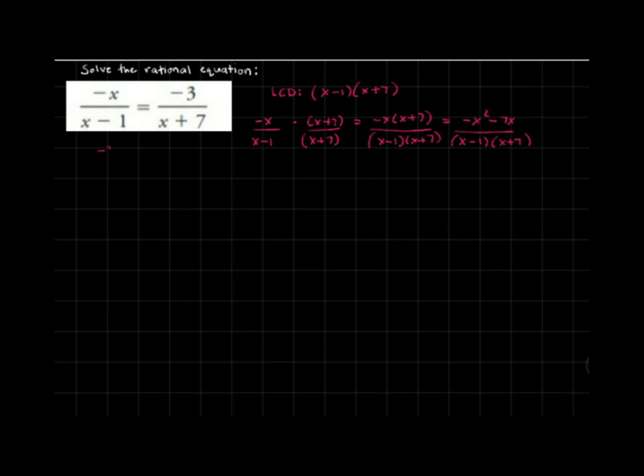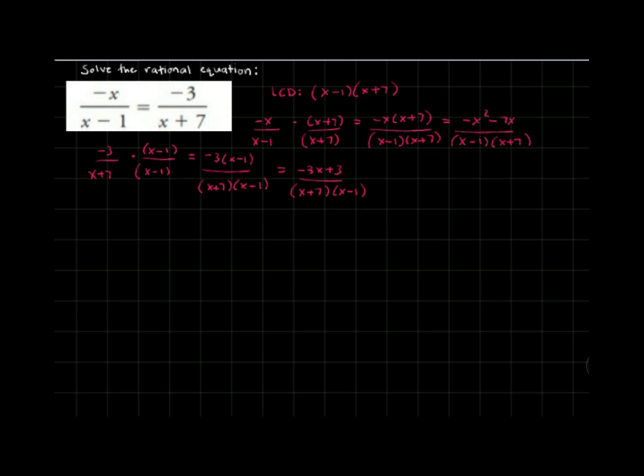I'm going to do the same thing for the next expression on the right. So you have negative 3 over x plus 7, and multiply this by x minus 1 over x minus 1. So this is going to give us negative 3 times x minus 1 over x plus 7 times x minus 1. And if you expand the numerator, you get negative 3x plus 3 over x plus 7, x minus 1.